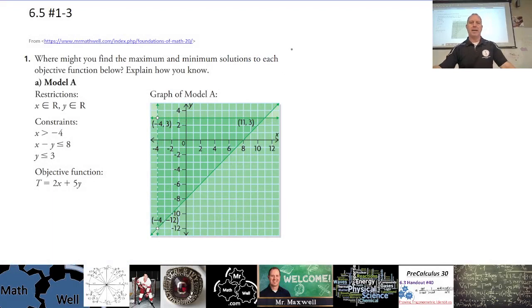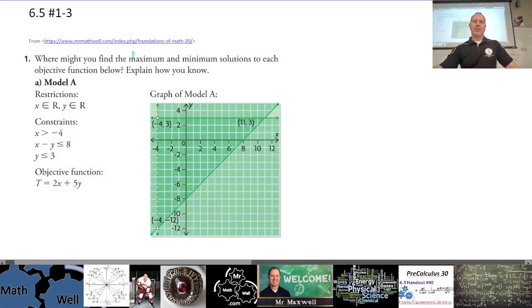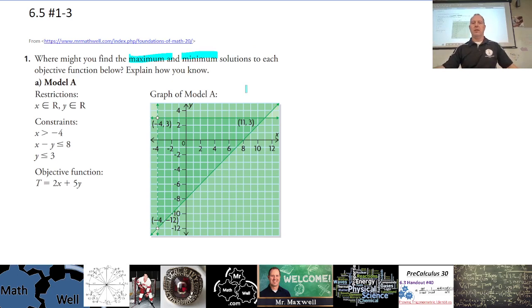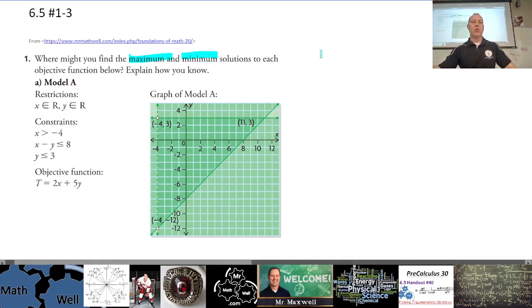So where might you find the maximum and minimum solutions here? Now we just talked about in this lesson that the optimized quantities, or the optimization of a situation like this, are going to happen at the corners, right? Or where the intersection points of the boundary lines or regions are. So a couple things that we'll want to be careful of here.